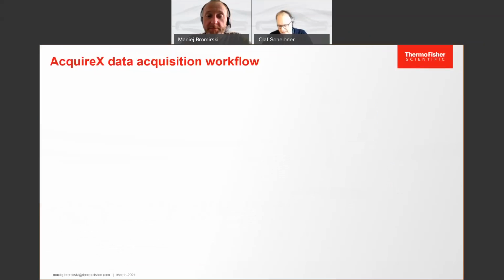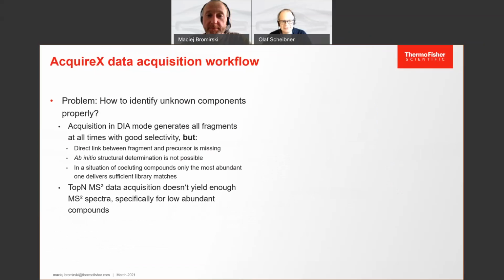So what is AcquireX? Let's start with the point, because we have a problem. If you want to do unknown data acquisition, non-target screening, we have a couple of options. One option is DIA, data independent acquisition, where you have all the fragments all the time. That's very good. But as you don't have precursor ion selection, you miss the direct link between the fragments you see in the spectrum and the precursor. So a direct structural determination is not possible.